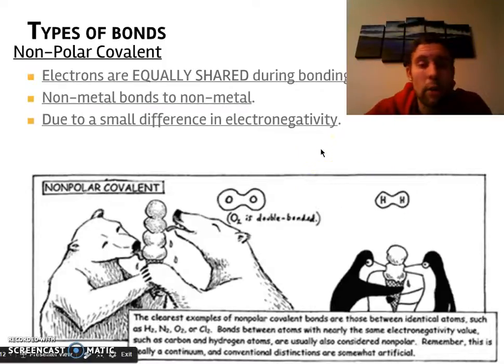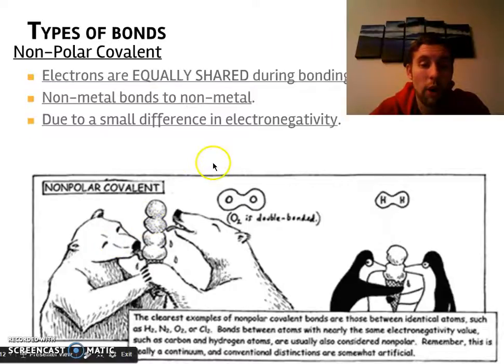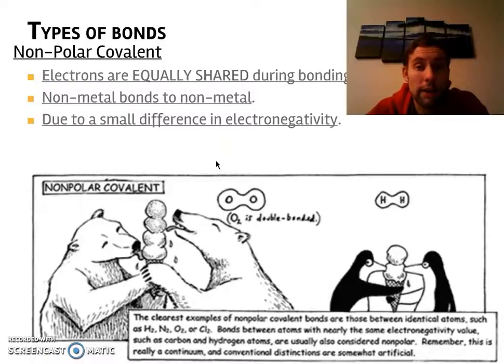So a little nonpolar cartoon to show you. Here's an example of when you're sharing something, in this case like ice cream. If you share it equally and one of you is not scarfing down 3 of the 4 pieces of the ice cream cone, that'd be an example of sharing it equally, being a nonpolar covalent bond.